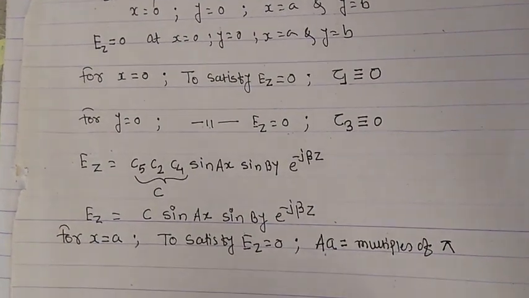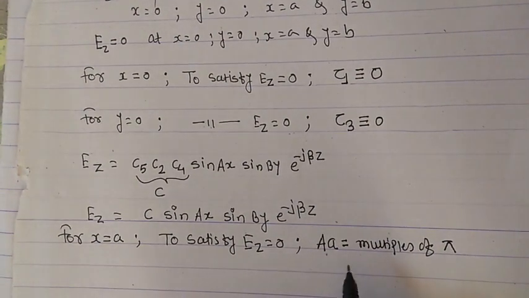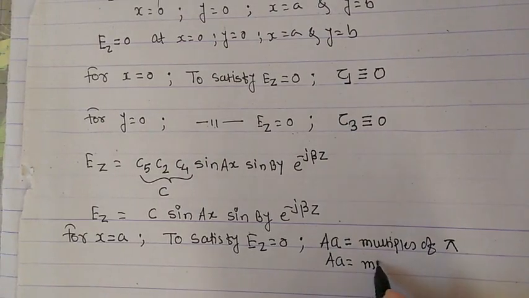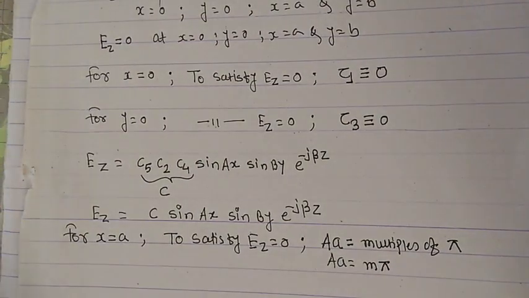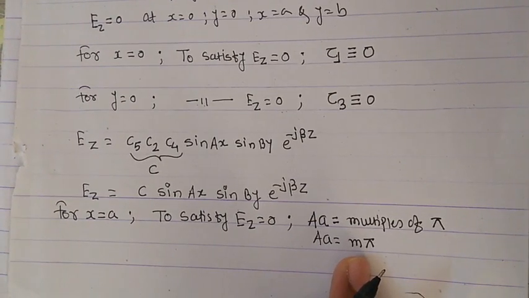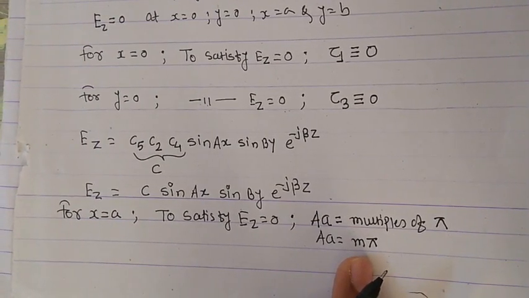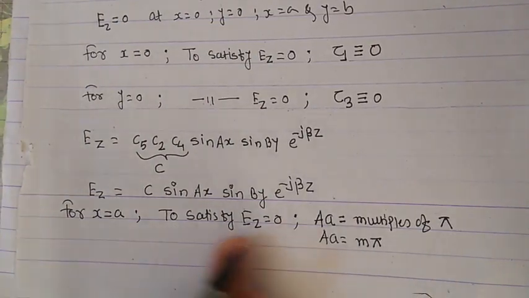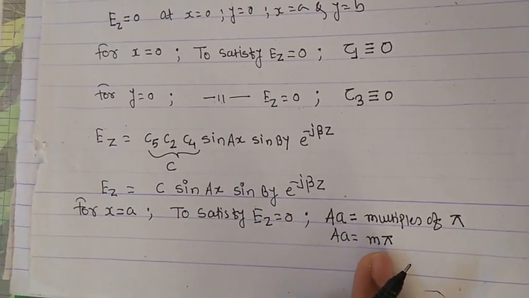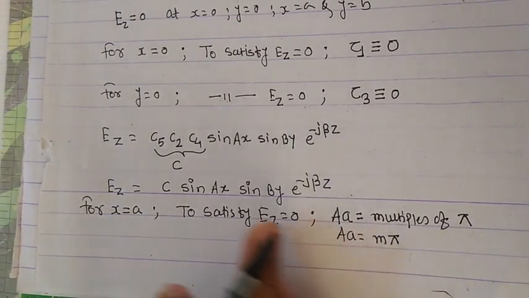So let us say that some multiple will be m pi, some integer multiple of pi. So whenever, let us say if m equal to 1, sin pi will be 0. If m equal to 2, sin 2 pi will be 0, and so on.